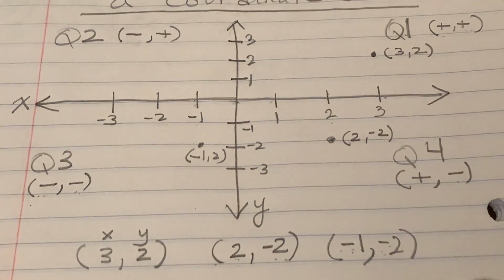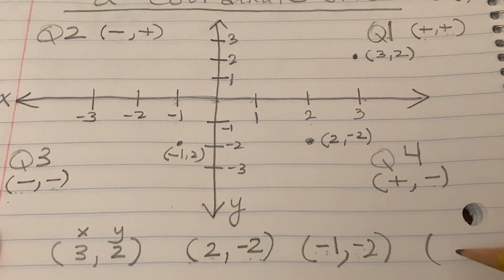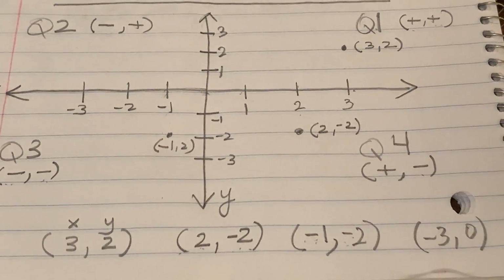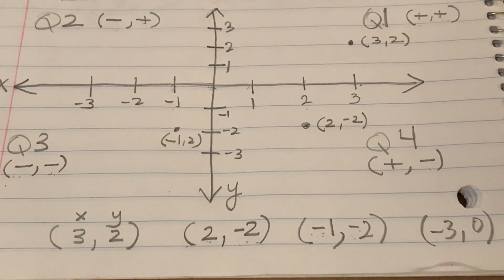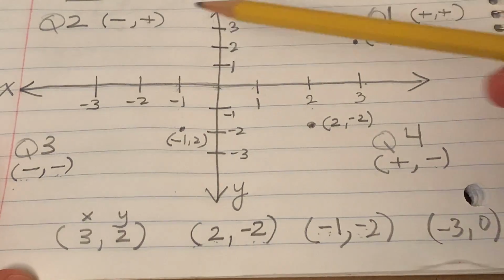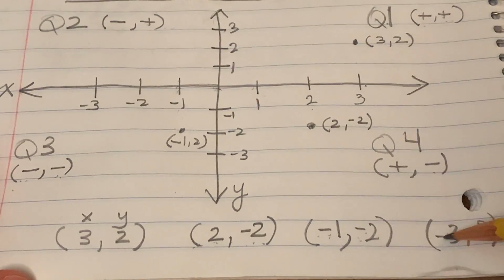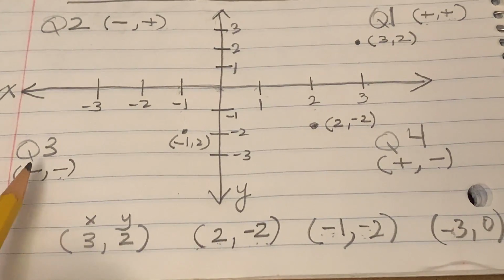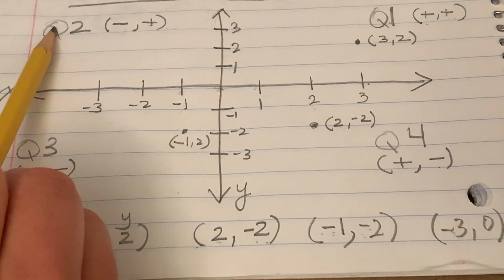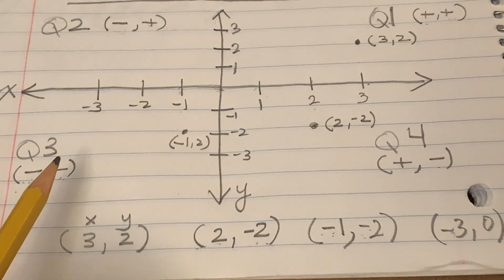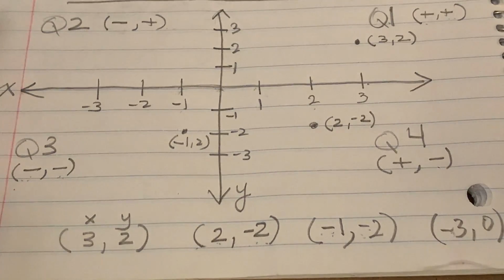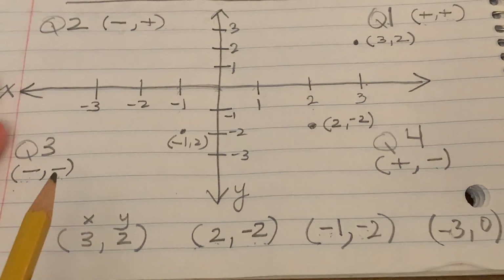And we have one more point. Let's do (-3, 0). I tried to trick you. What quadrant is that in? It would land in quadrant 2 because the first number is negative. So we know it's either going to be in quadrant 3 or quadrant 2. Technically, actually, it's in between both of them. So it could be quadrant 3 or quadrant 2. Let's graph it.